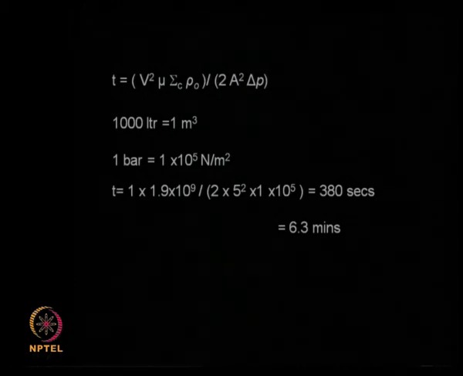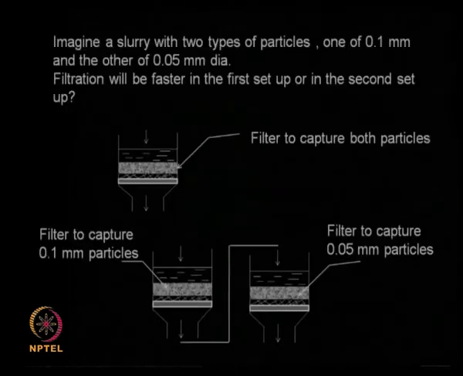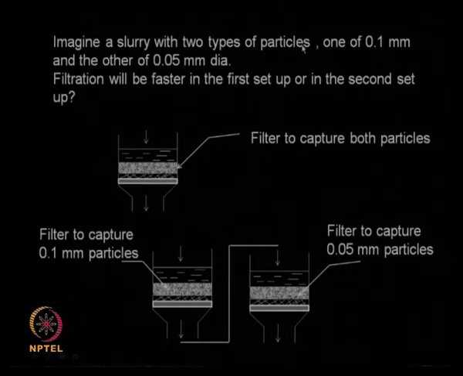Now let us look at the problem slightly in a different fashion. Now imagine a slurry with 2 types of particles. You have 2 types of particles, one of 0.1 mm and the other of 0.05 mm. Now suppose I consider only one filtration setup and I have very fine pores so that it is able to capture both 0.1 and 0.05. Okay, so the pores here are very fine.